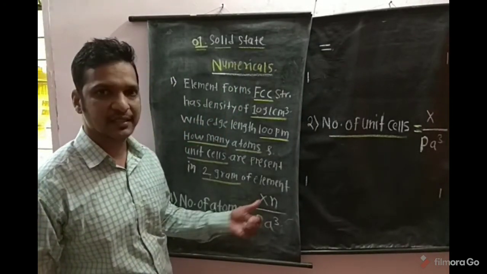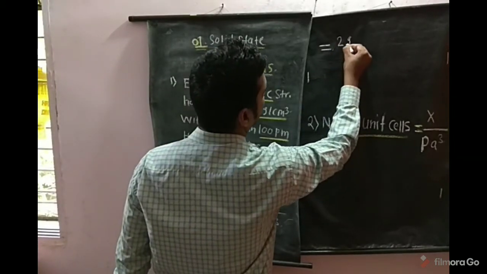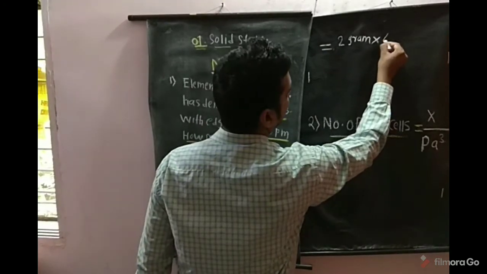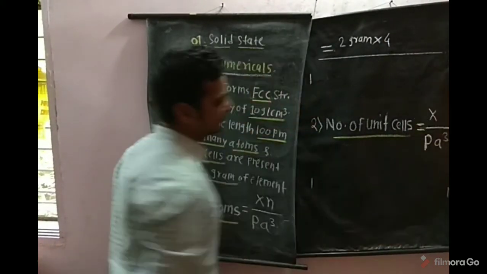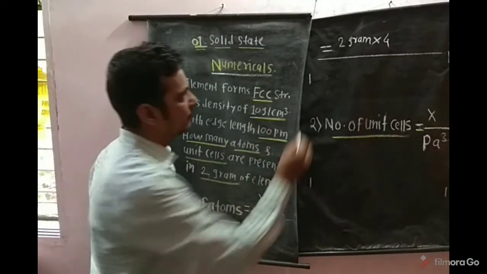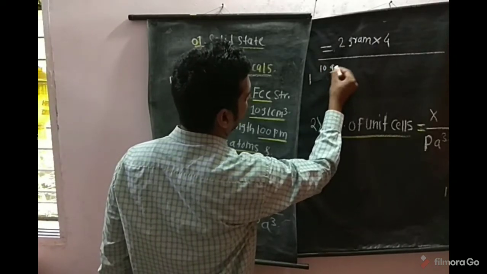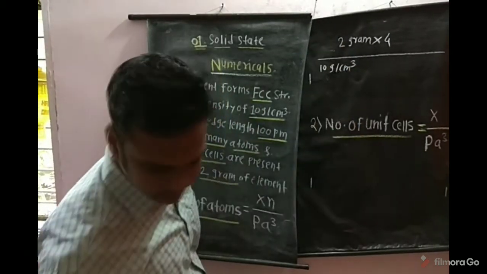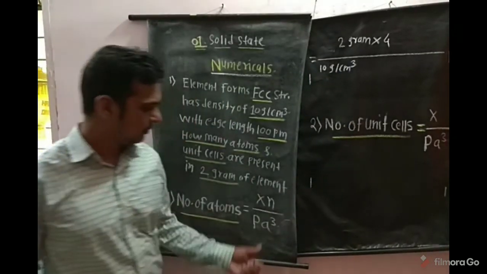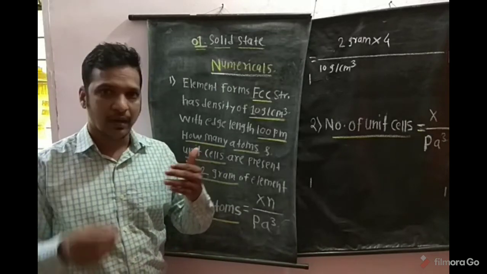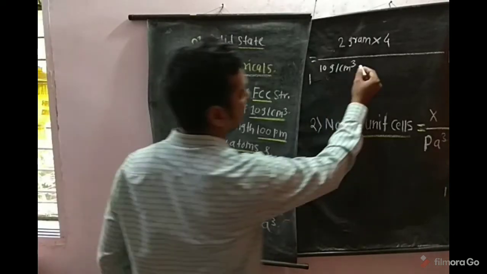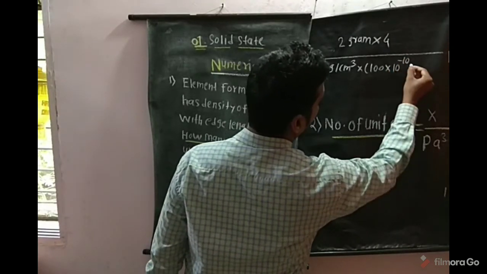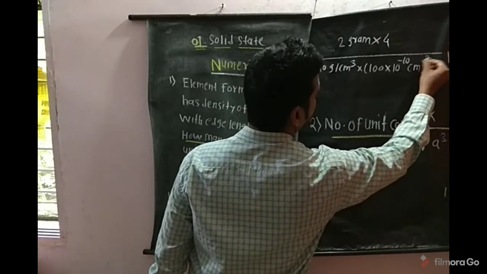So number of atoms is equal to x, which means 2 gram, into n, which is 4, divided by density, 10 gram per cm cube, into a cube, which means bracket 100 into 10 raised to minus 10 centimeter bracket raised to 3.